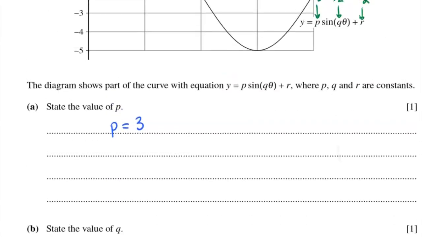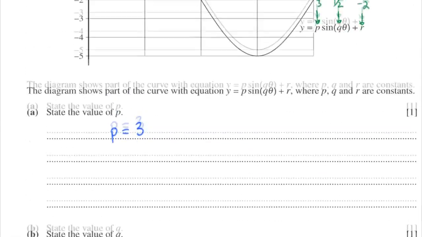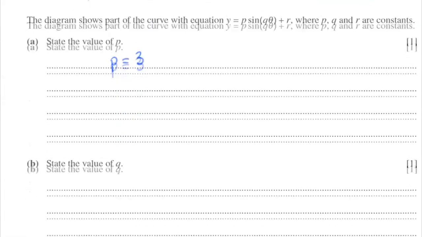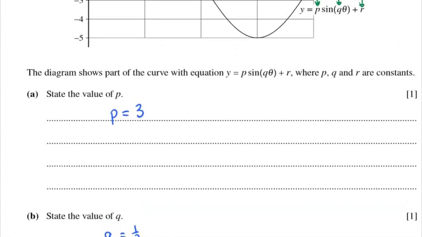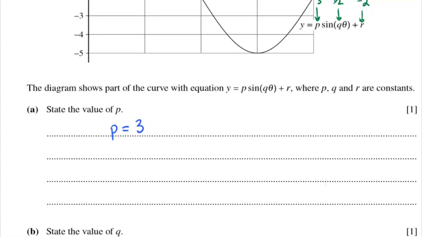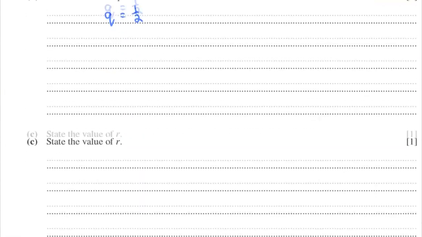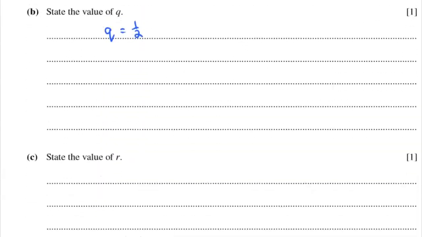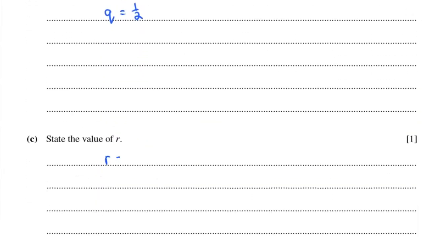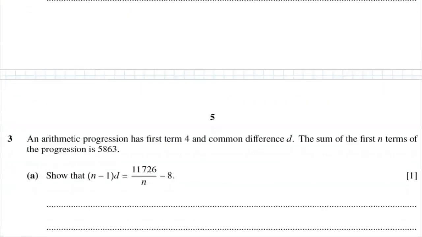All right, easy. State the value of Q. It's only 1 mark as well, and so Q, which is what we discussed before, equals 1/2 because it's expanded by a factor of 2 in the horizontal direction along the x-axis. And to do that, we need a factor of 1/2. State the value of R, which we found as well. The value of R is shifted down, so R is going to be -2. And we have done the first 3 parts.